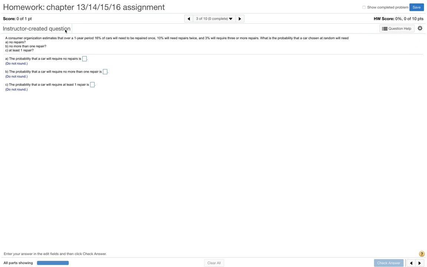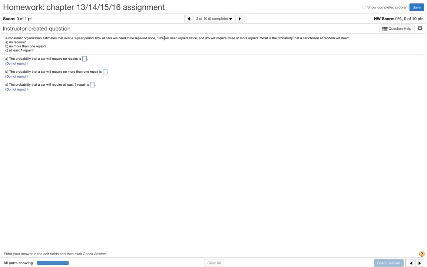Okay, so this is our cars needing repair section. Notice in here, there's no percent symbol, so we're going to assume that they want decimals here. So a consumer organization, we have 16% need 1 repair, 10% need 2 repairs, 3% need 3 or more. So the probability that a car will require no repairs. We're going to do exactly what we did before.